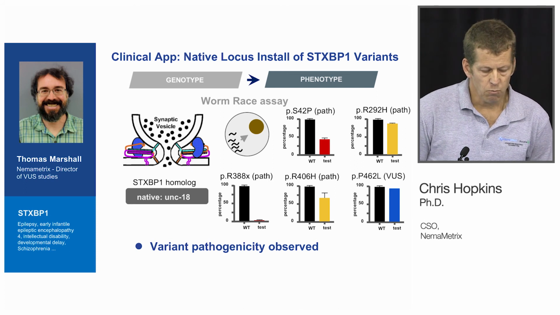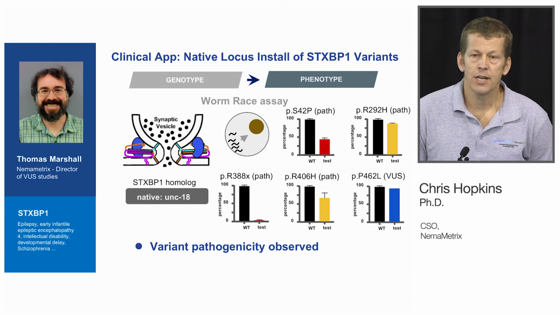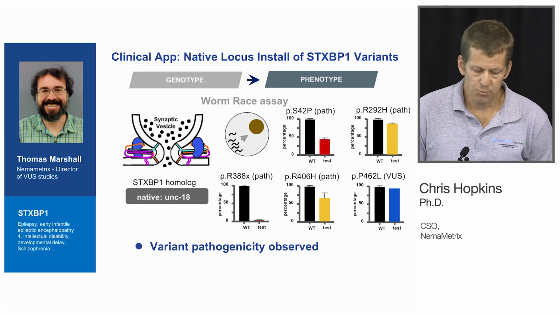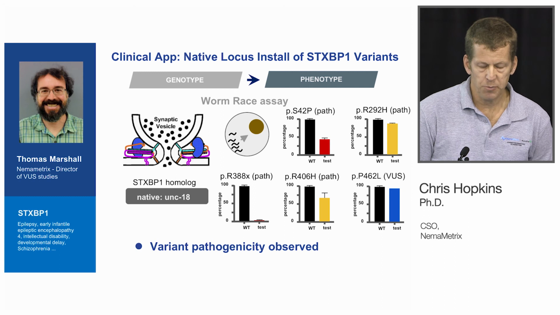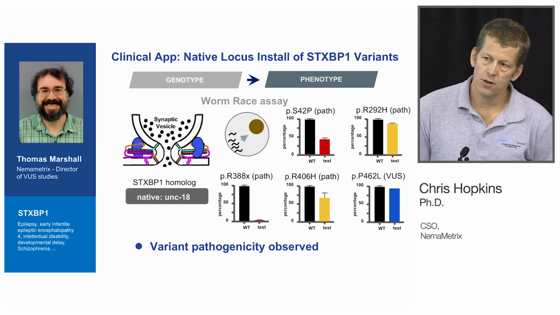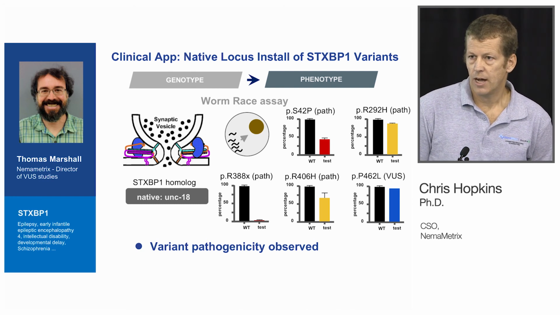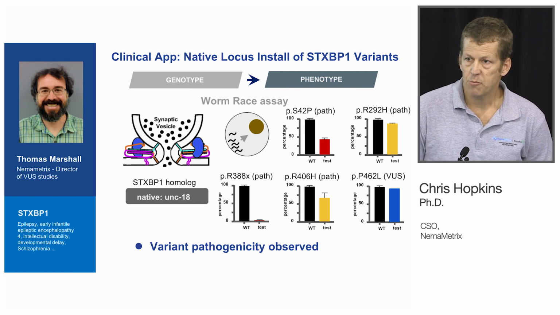Tom used this, the UNC18 homolog, as a site to engineer in point mutations of clinical importance, and he chose 5 mutations to put in. These are shown on the, there's the S42P mutation, showing when installed in the animals and tested under what we call the worm race assay, where you put down worms on one side of a plate and let them have a timed race to food.